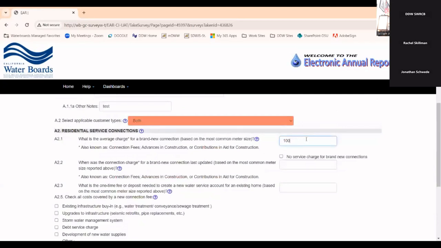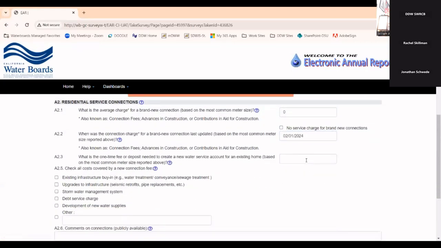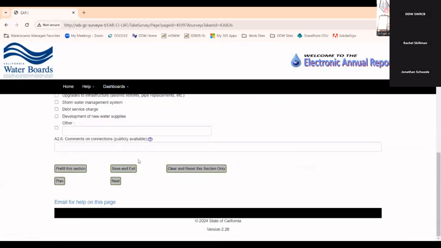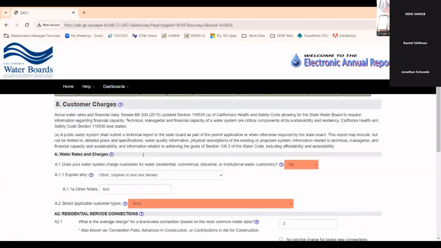For your residential customers, it's just going to be asking you about infrastructure information such as service connections, the new fee for adding a new connection, or the most common meter size. This one just asks you more information about that, and that's pretty much it. That's the quickest way you can get through this section, if you say no.